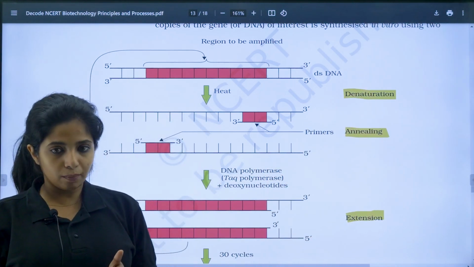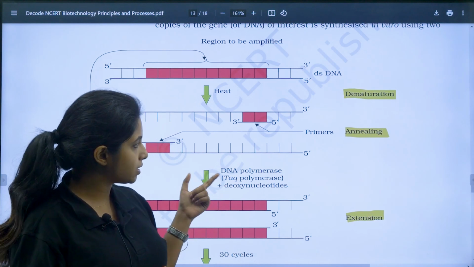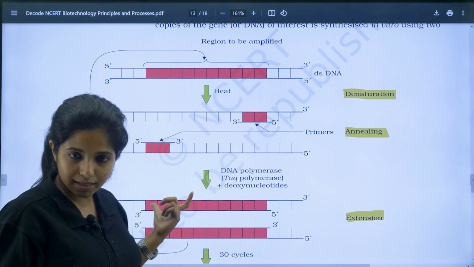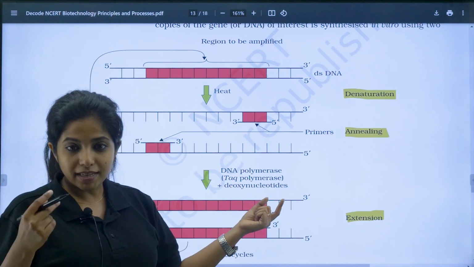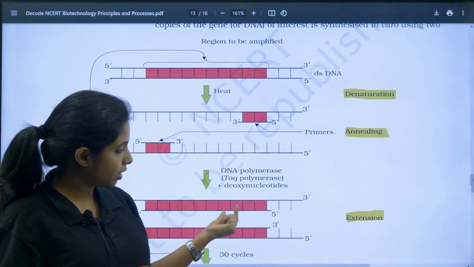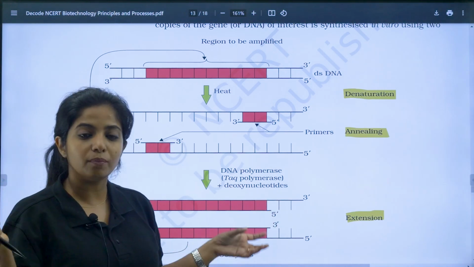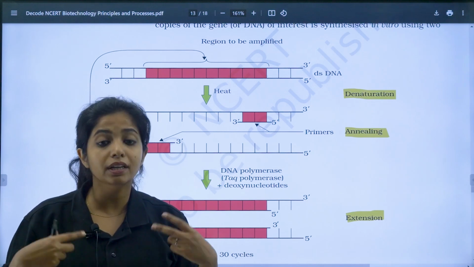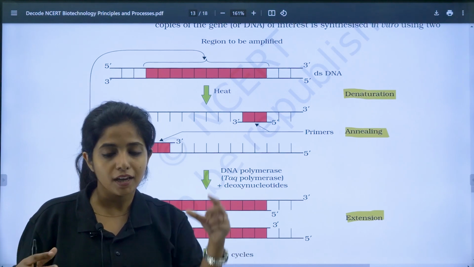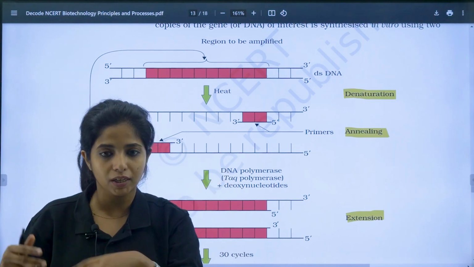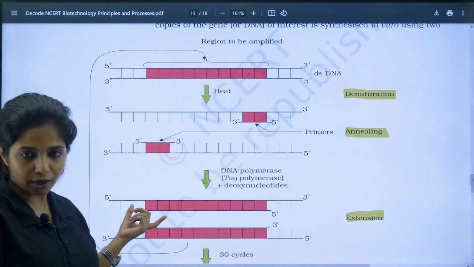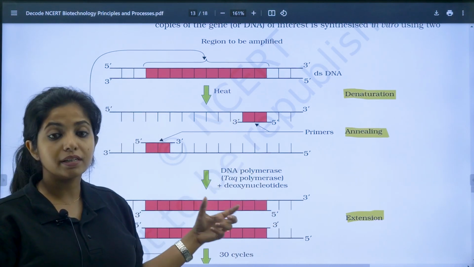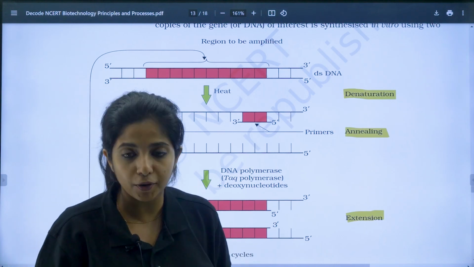Now let me tell you one very important thing: you need DNA polymerase, obviously, for elongating, and also you need what? Deoxynucleotides. Nucleotides are the ones that make the DNA. So many small units will come together, and that's how the DNA polymerase will attach each of them and form the new strand.